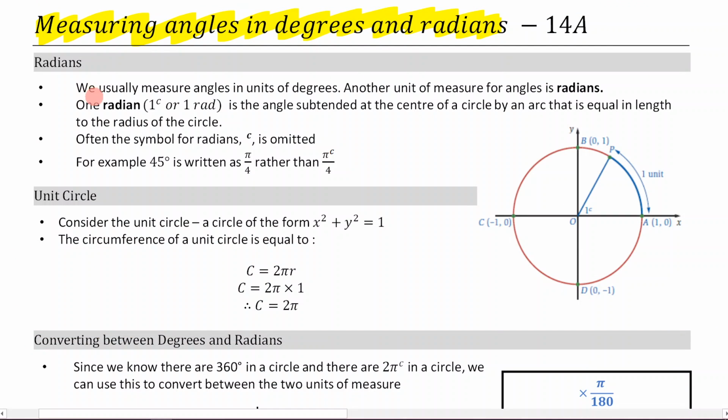Okay, so radians. We usually measure angles in units of degrees. Another unit of measure for angles is radians. 1 radian is the angle subtended at the center of a circle by an arc that is equal in length to the radius of the circle. Often the symbol for radians is omitted. For example, 45 degrees is written as pi on 4 radians rather than pi on 4 with the unit symbol there as well. So these mean the same thing, we just don't put the unit there.